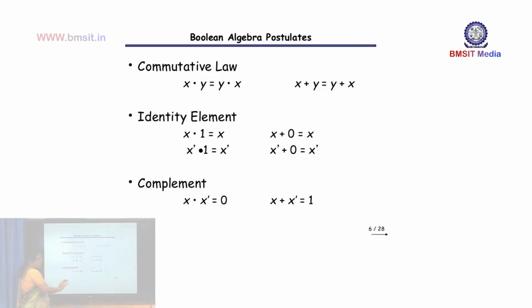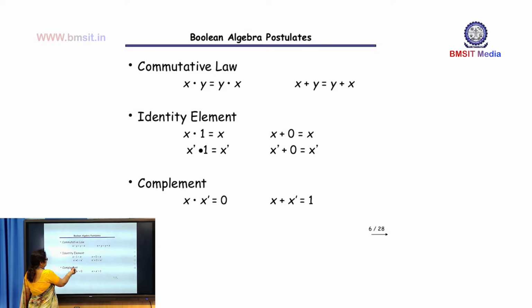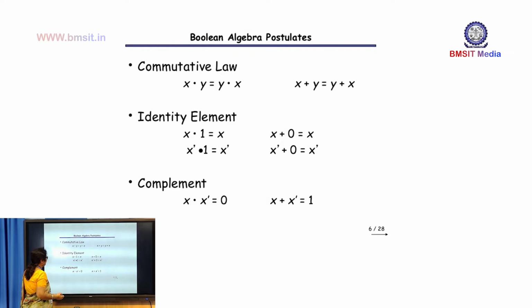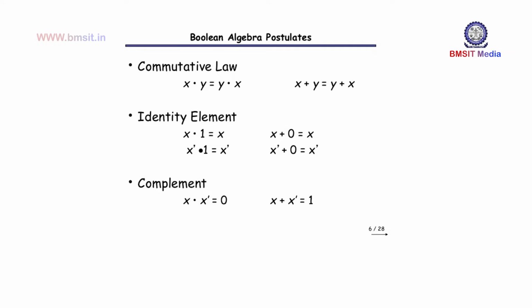All these laws I am going to explain to you in detail with their proofs once again. Now, we will just understand the identities. Afterwards I will take some examples for explaining these in detail. Next one is the identity element. Here we have x into 1 equal to x, x plus 0 equal to x. For complement we have x into x bar equal to 0, x plus x bar equal to 1. These are just identities or rules which are used for simplifying any Boolean expression.